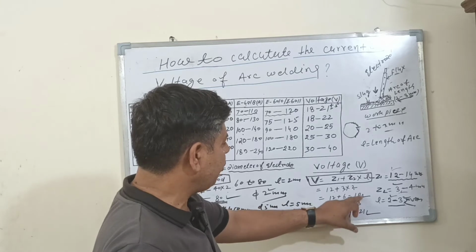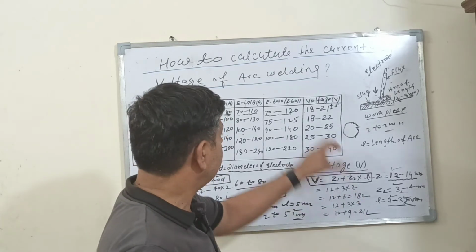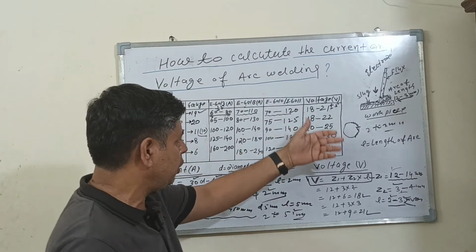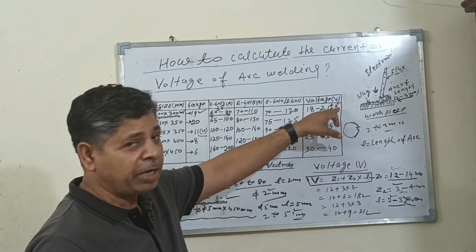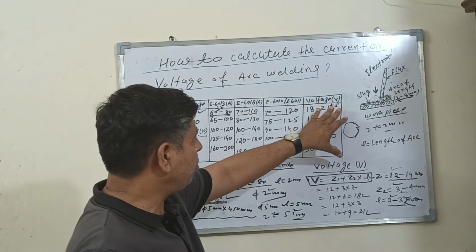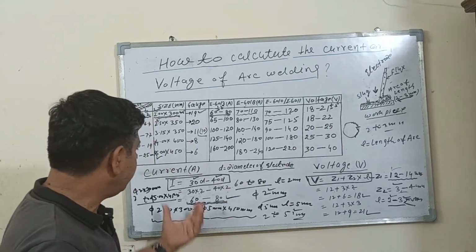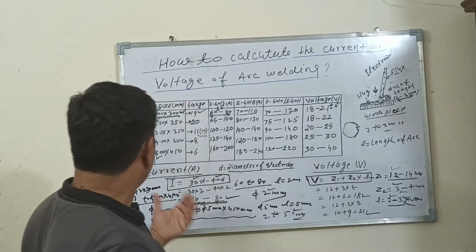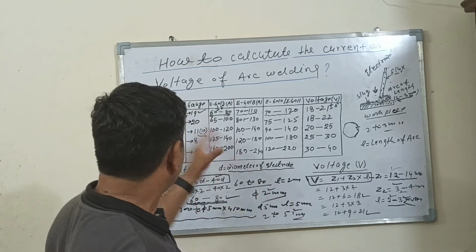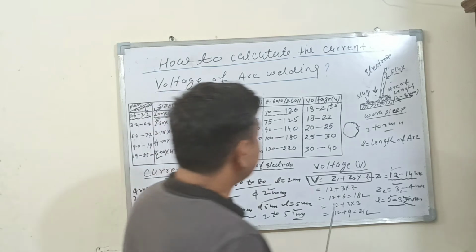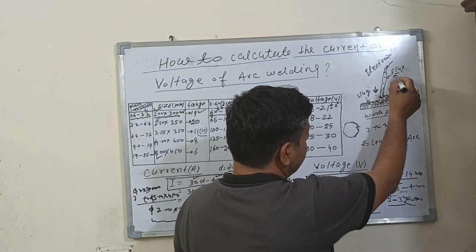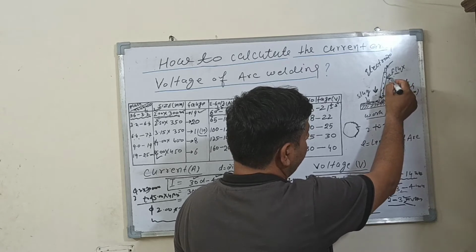The voltage varies from 18 to 21. This is the value of voltage, and it also varies plus or minus 5 volts. This type of current and voltage are used to perform the welding with this type of electrode. So this is the electrode, this is the wire gauge, and this is the flux. So what is the flux?